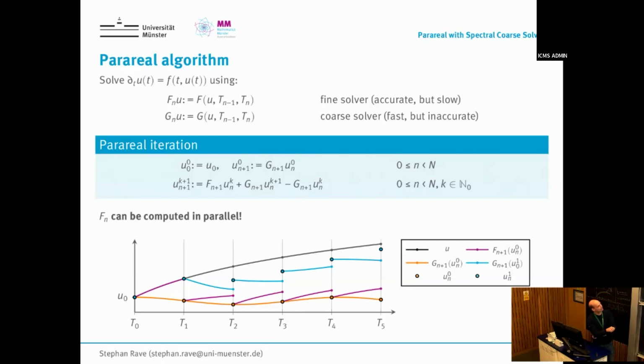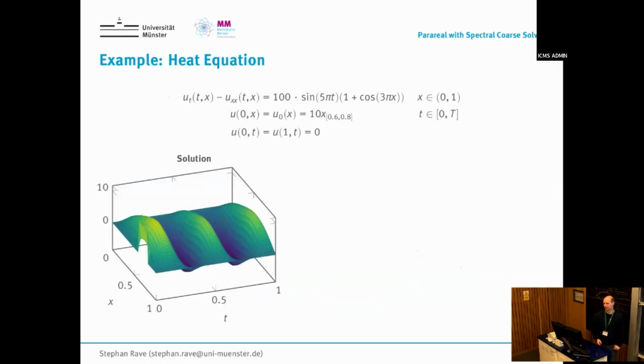I do initialization where I go through the time domain once with the coarse solver. Then I have the Parareal update here where I evaluate the fine solver in parallel on all time domains, and then I step in time with the coarse solver with this coarse correction. Okay, and this is basically what Martin has shown you before.